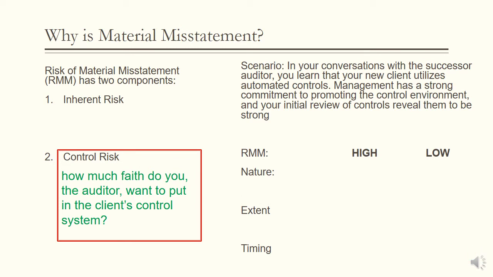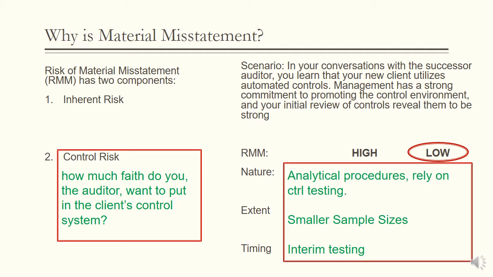Now let's look at the second scenario. Again, I'm not giving you a lot of details to work with, but what I am giving you makes it look like you can put a lot of faith in the client's control system. Management believes in and is committed to promoting the control environment, and your initial review of controls seems to indicate that the control system is strong. Therefore, you can assess the risk of material misstatement as low because you can put a lot of faith in the client's control system. This means you can do less work.